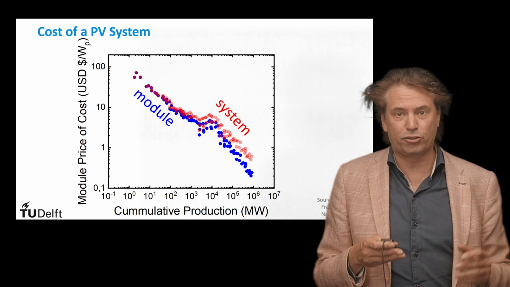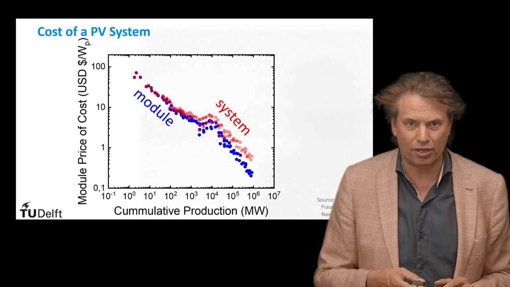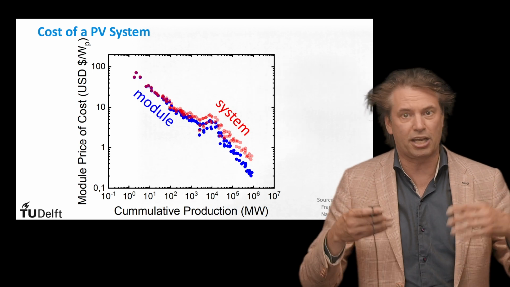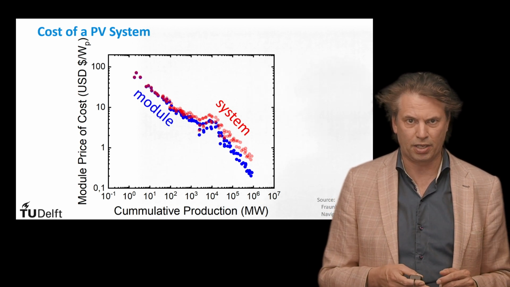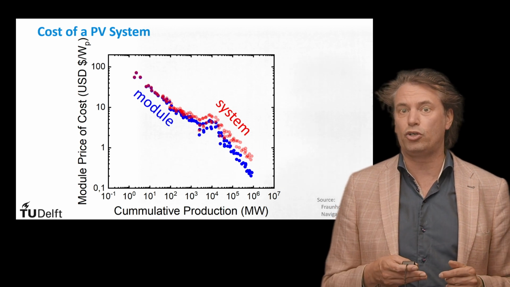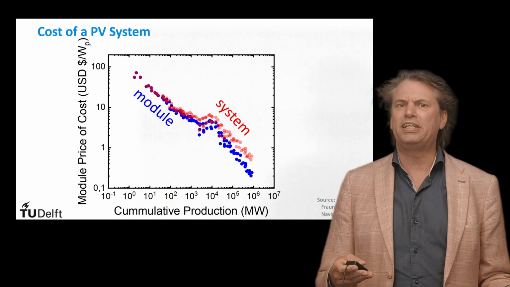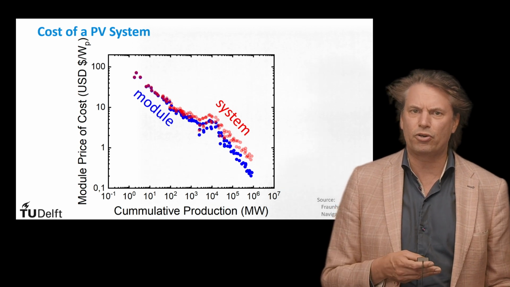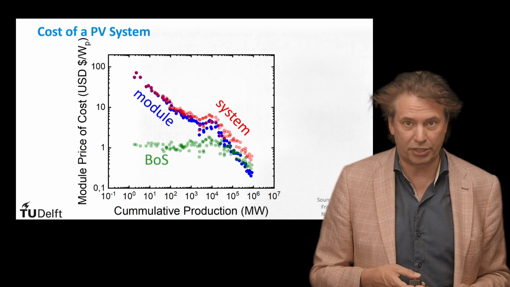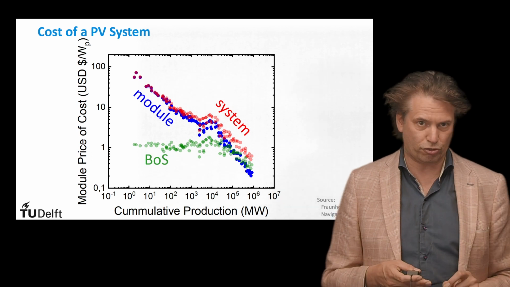By the balance of systems, we consider components like the racking, the wiring, the inverter, the batteries for the standalone systems, as discussed earlier in this MOOC. Maintenance costs, such as cleaning and repair, also need to be considered. The difference between the red and the blue line corresponds to the balance of system as shown in the green curve. The green curve represents the learning curve of the balance of systems.